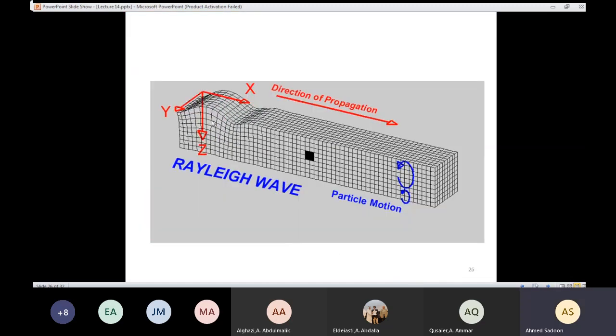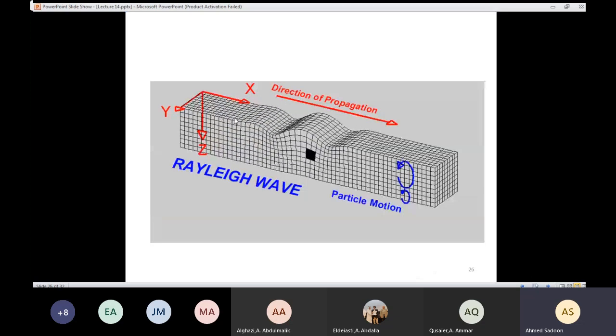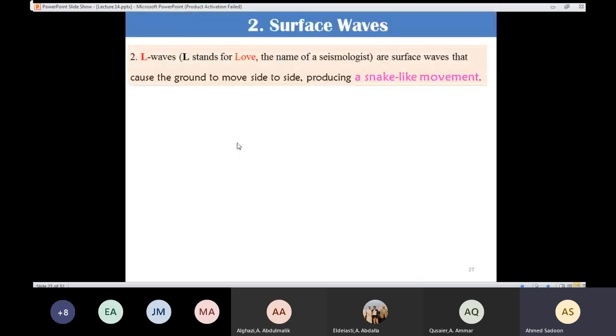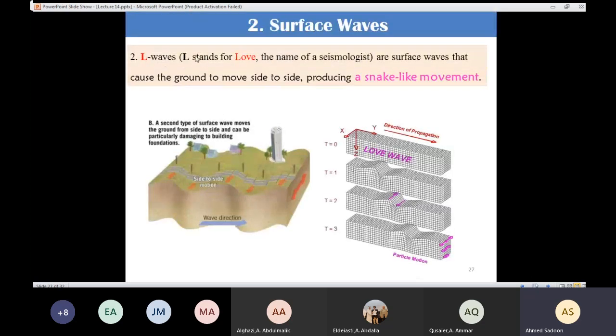And here the movement is going to be similar to the movement we see on the surface of the oceans. The second type is the L waves. L stands for Love, the name of the seismologist. Actually, he is a mathematician, because he is the one who made the mathematical model to prove the Love waves. And this movement is going to be like a snake movement.